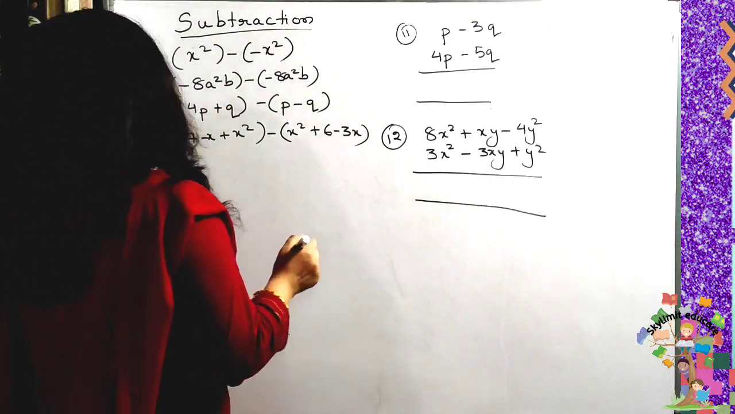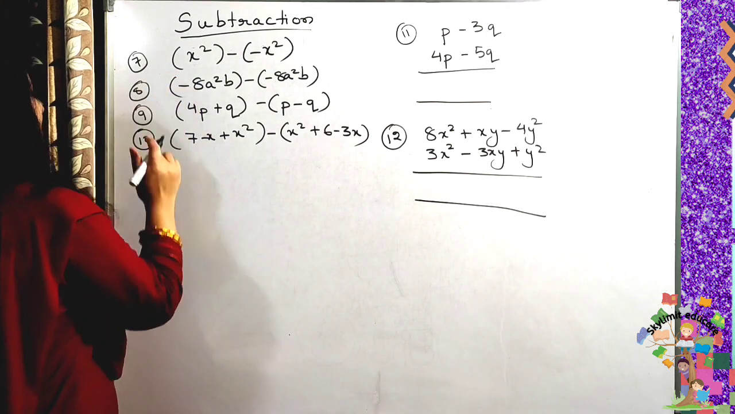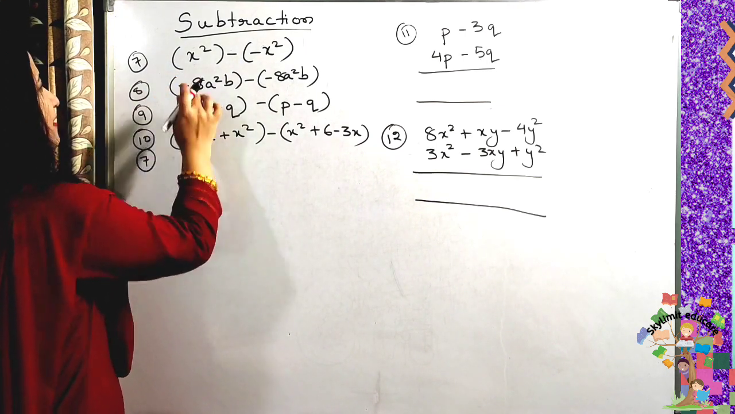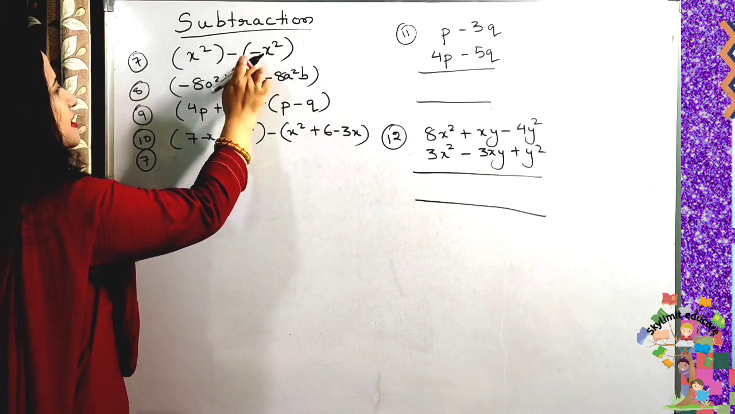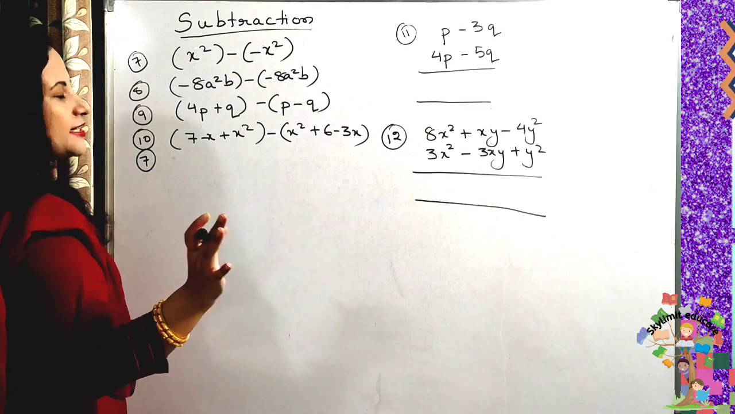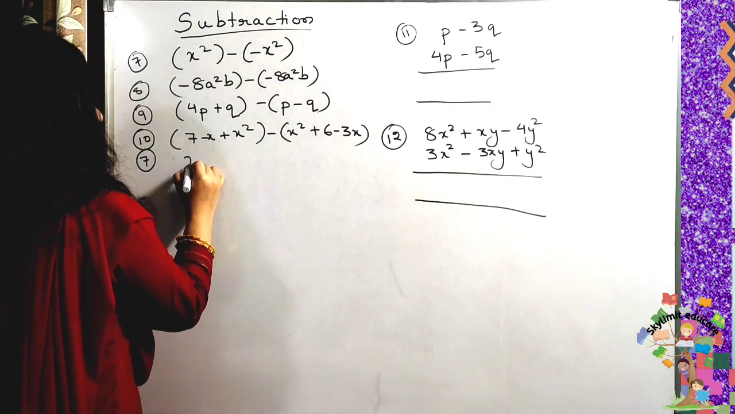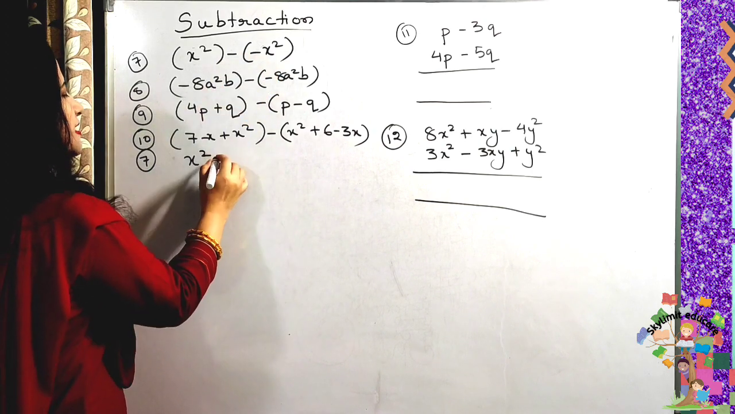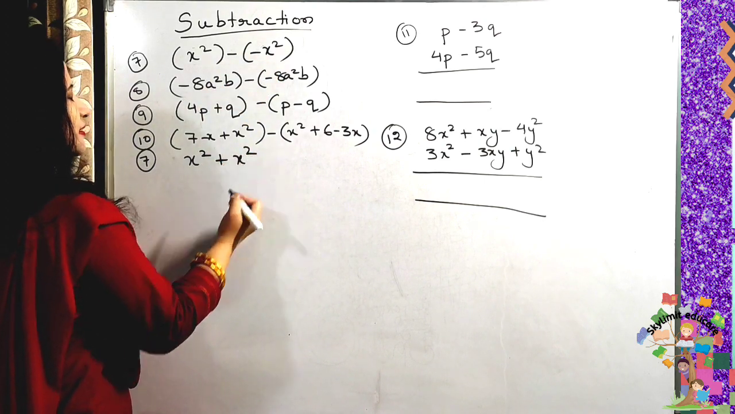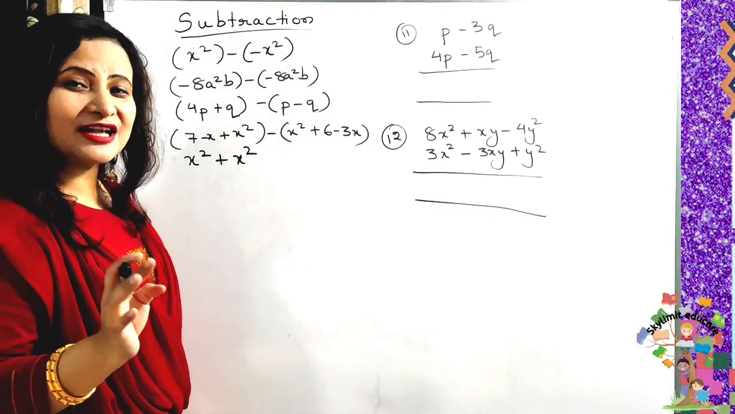Okay. So as you can see here, we'll start from question number 7. I am writing question number 7 here. I will not repeat the question again. Just see the question, students. X square is there, then minus sign, then inside the bracket minus x square. So let us open the bracket simply. So first term is x square. Okay. Then open the bracket. Minus multiplied to minus will give me how much? Plus. So how much did I get here? X square plus x square.